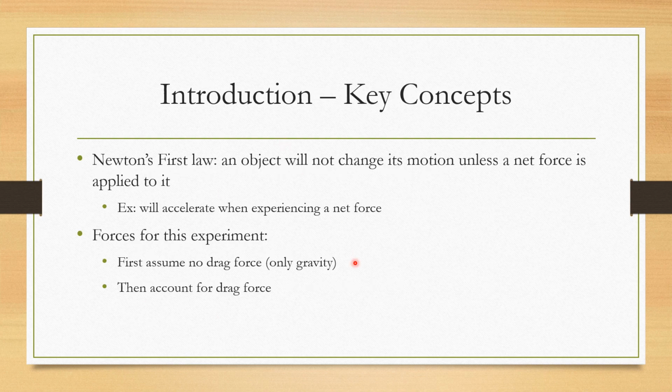And then key concepts. We still see Newton's first law and its effects, where an object will not change its motion unless a net force is applied to it. And we see this in the form of acceleration for the paper ball because of the force of gravity pointing downward.